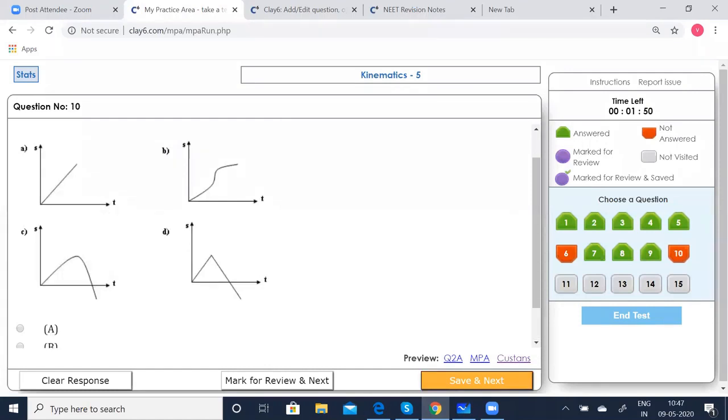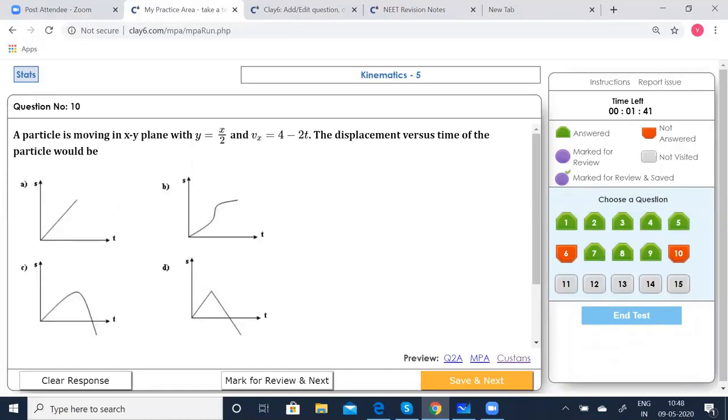Now look into this graph. This is a slightly complicated question. He's asking: a particle is moving in the xy plane with y equals x by 2 and dx by dt is equal to 4 minus 2t. The displacement versus time of the particle would be which graph? It is given that y is equal to x by 2 and dx by dt is 4 minus 2t.